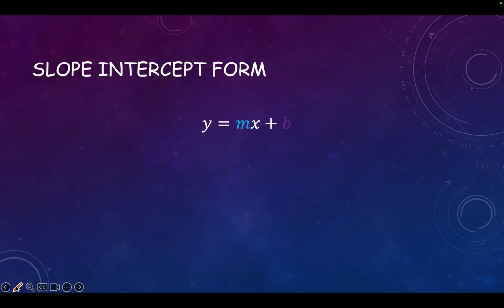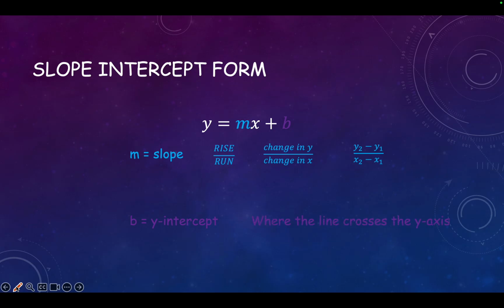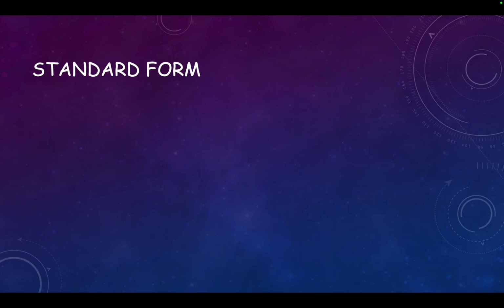Slope-intercept form. Reminder, slope-intercept form is y equals mx plus b, where m is the slope, calculated rise over run, change in y over change in x, y2 minus y1 over x2 minus x1. All of these things are familiar. We've seen them before. The b is the y-intercept. It's where the line crosses the y-axis, the point 0, comma b. The b is the y point. The x value is always going to be 0 for the y-intercept.